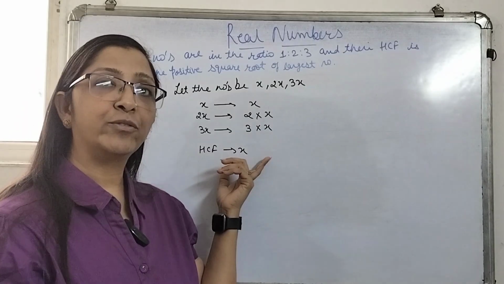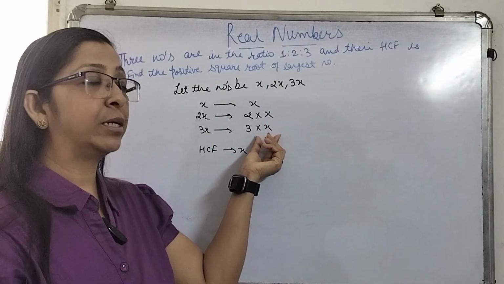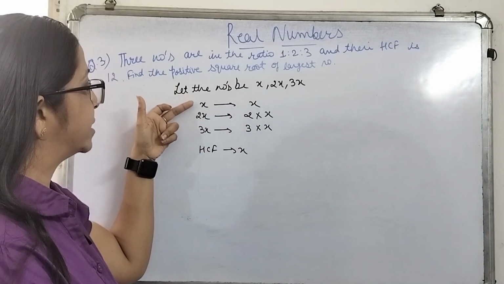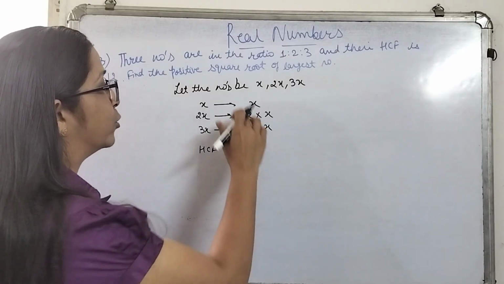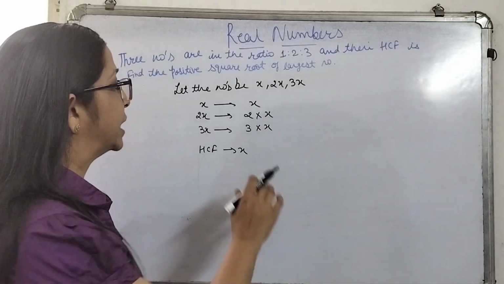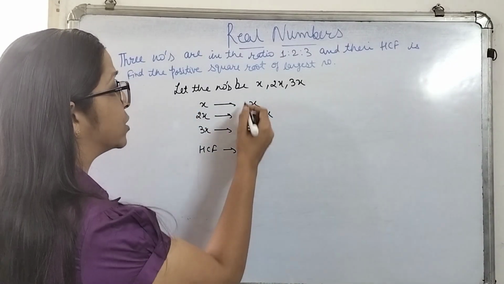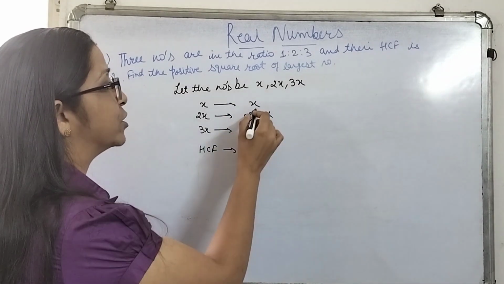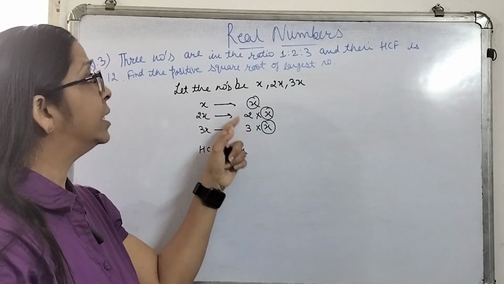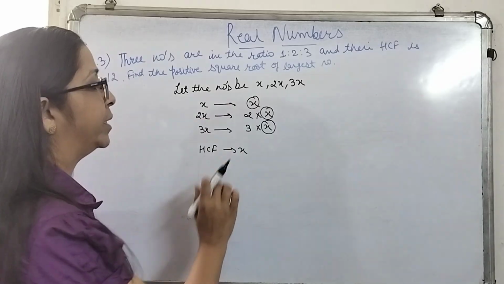Just now we discussed that HCF is the smallest power of the common prime number available in all the three numbers. One is x, another is 2x and the third is 3x, and in their prime factorization, the smallest power of the common number is the HCF. Here 2 is not common in all three, 3 is not common in all three. Only x is common, and the smallest power of x in all three numbers is x only. That simply means the HCF of these three numbers will be x.